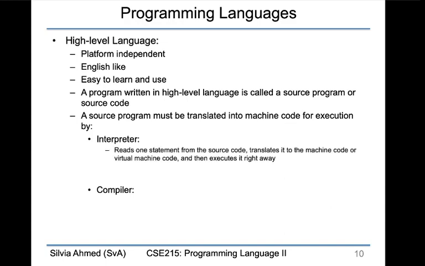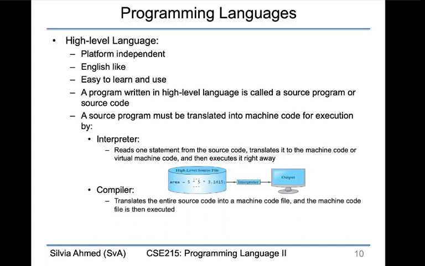It reads one statement from the source code, translates that particular statement, runs the code, and then executes it. So it does everything line by line. Every time we need to run a particular program, the interpreter does this same cycle over and over again. On the other hand, a compiler translates the entire source code into a machine code file and then saves the machine code file. Later, when it wants to execute, it doesn't need to translate again, rather it just executes the machine code file.